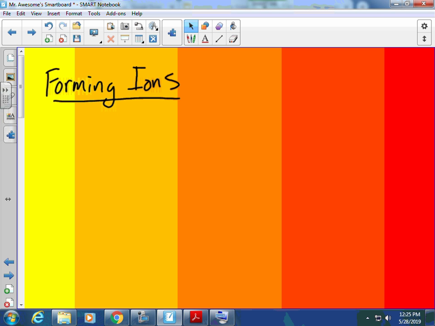Okay, today we're going to be talking about these things called ions. So our learning target is that we are learning about ions and the compounds they form. So first of all, what are ions?